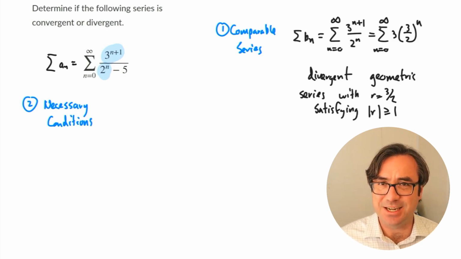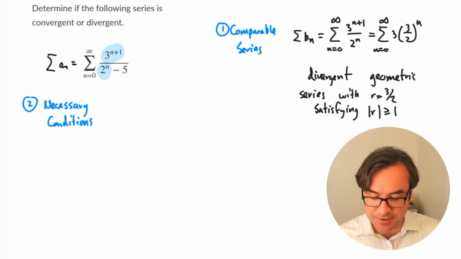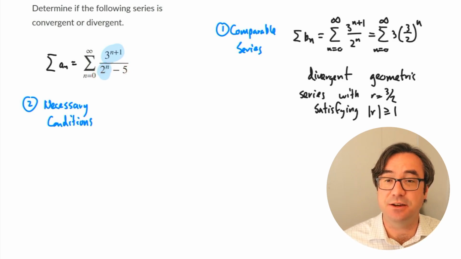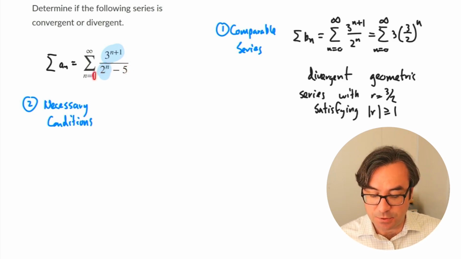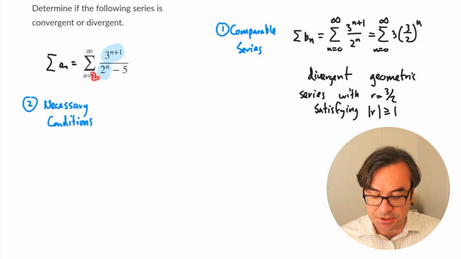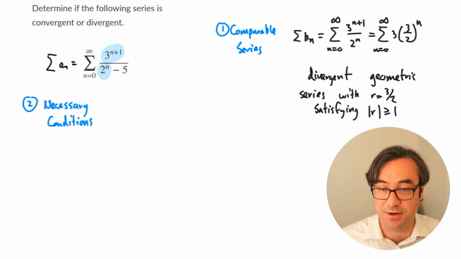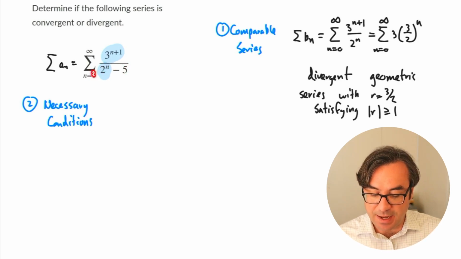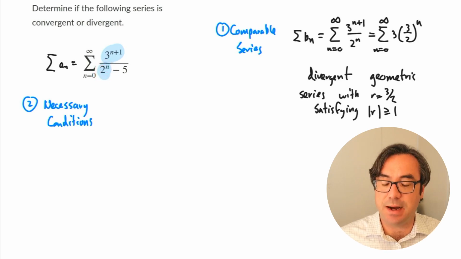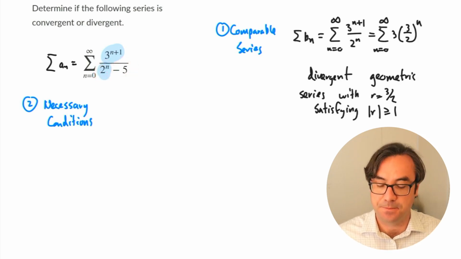which does present an issue because when n is 0, we have 2 raised to the 0 minus 5. That's negative 4. And when n is equal to 1, we end up with 2 raised to the power 1 minus 5. That's negative 3. And when n is equal to 2, we end up with 4 minus 5, which is still negative 1. But then once we hit n equals 3, then we're okay. This 2 to the n power does get bigger than 5.